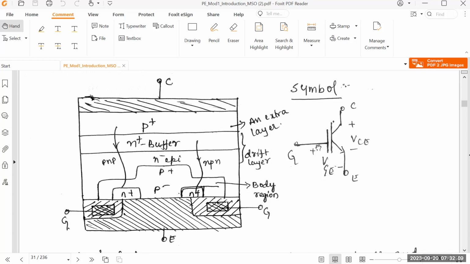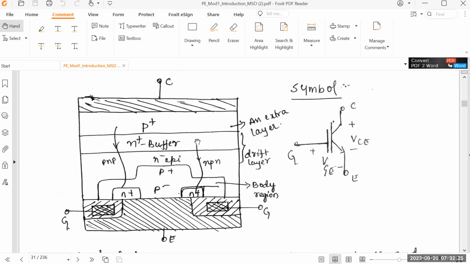This is the emitter and this part is the gate terminal. So you can see the difference over here. For a BJT, you will not have this vertical line. Instead, you will have one line drawn directly from this particular bigger vertical line. So that is the difference between the BJT and the IGBT.